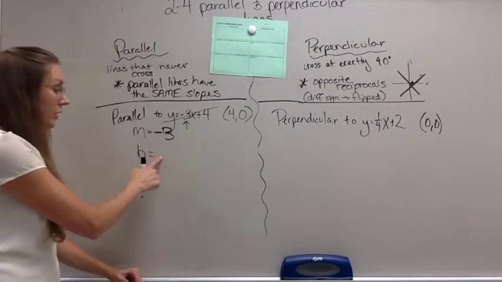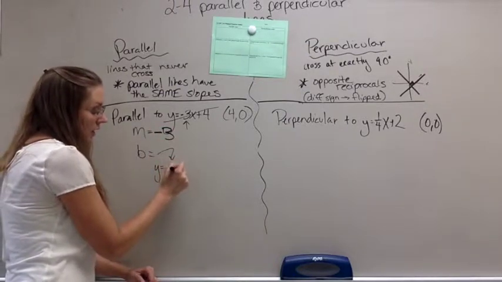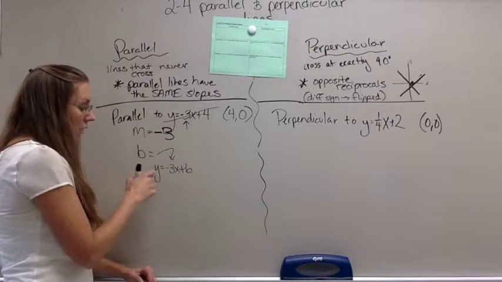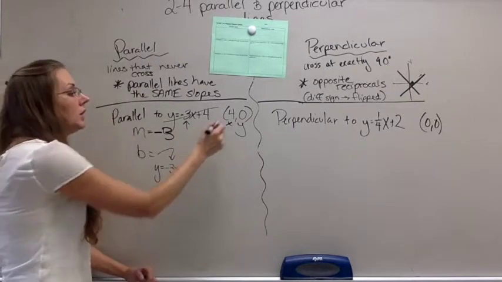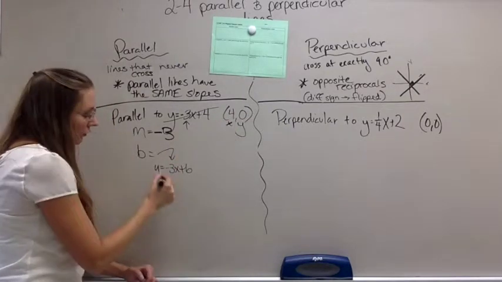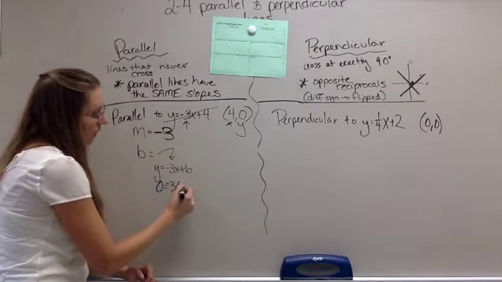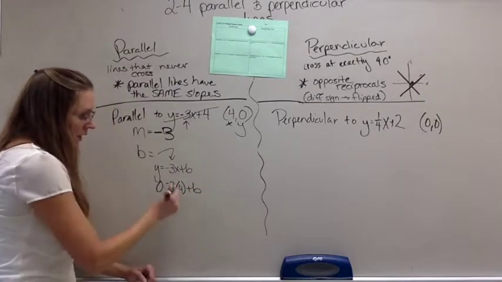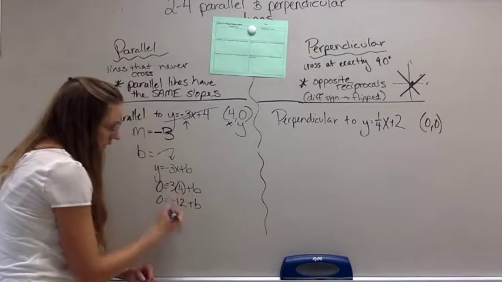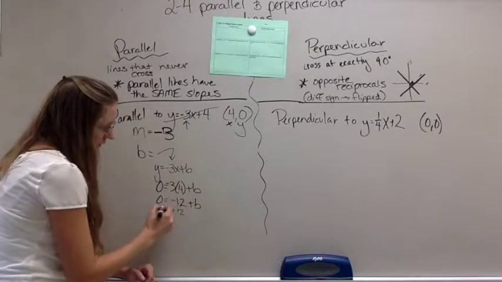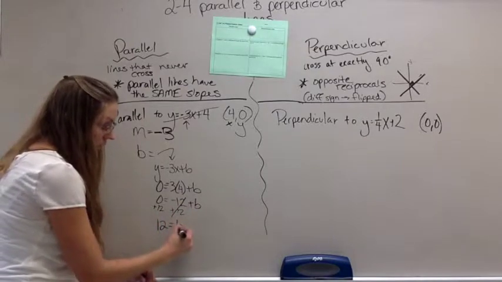Now I need to find my b value. In my head, I'm thinking y equals m, which is negative 3, x plus b. I know a y and I know an x, they're right here, and I'm going to just plug them in. So x is 4, so the 4 will go there, 0 for y. So 0 equals negative 3 times 4 plus b. Negative 3 times 4 is negative 12 plus b equals 0. So I'm going to add 12, and I get that my b value is going to equal 12.